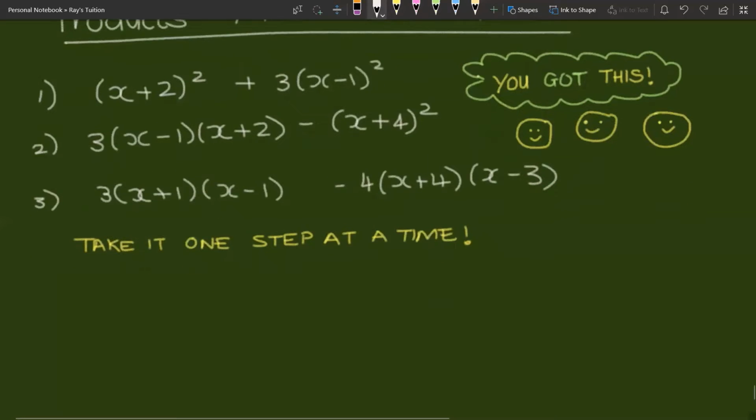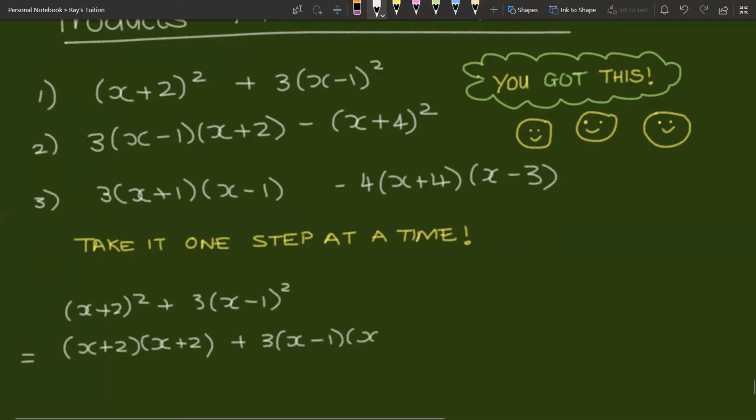Okay, so number 1, we've got (x + 2)² + 3(x − 1)². Now, the first step that would have been the best one to do is write out what the squared term is. So this here is (x + 2)(x + 2). That's what (x + 2)² means. And this here would be (x − 1)(x − 1). By writing it out like this, you can clearly see that it is a binomial, which means that you use the FOIL method. So let's take it step by step and do the first bracket.